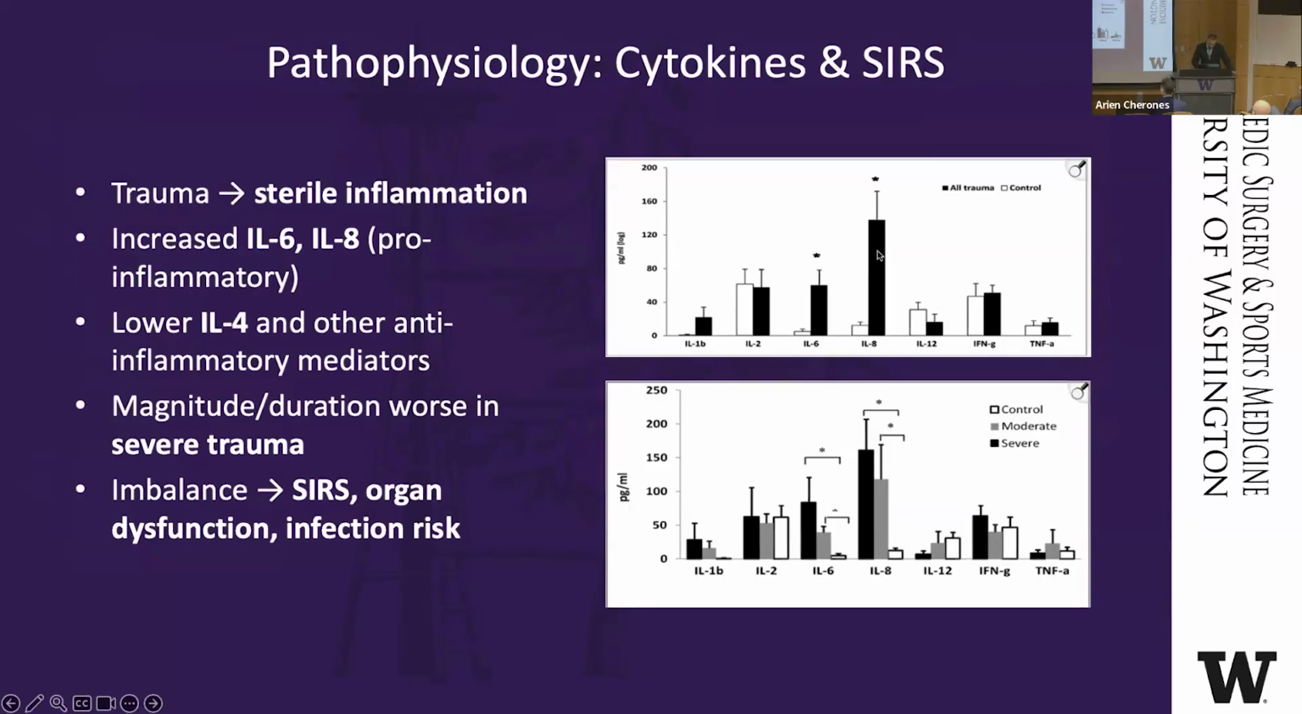graph is showing here in both early trauma and is the black bar, and similar, they just contrasted between both controls and moderate and severe trauma. The key point is that you have increased or elevated pro-inflammatory cytokines.